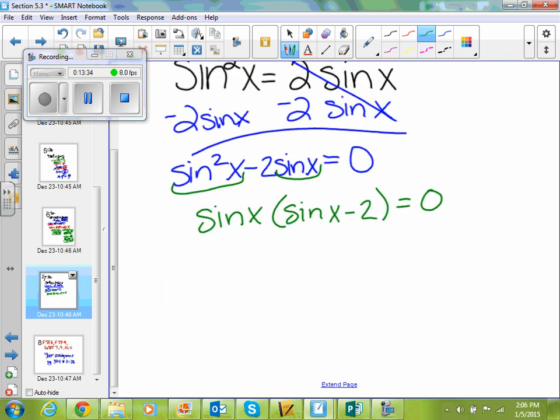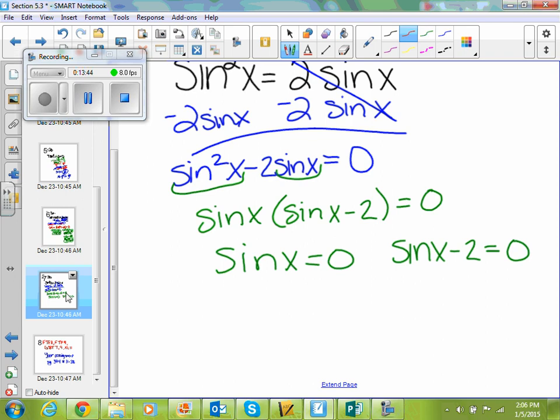Okay, and then from there, I know that sine of x is equal to 0, or sine of x minus 2 is equal to 0. Okay, so at what x values does my y equal 0 on my unit circle? Pi and 2 pi, okay. So I know that x is either pi or 2 pi.